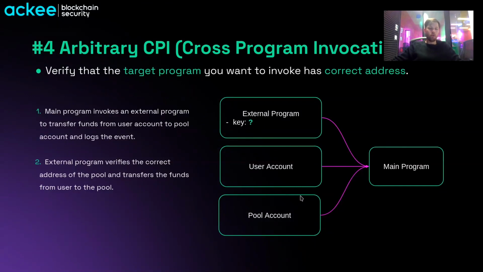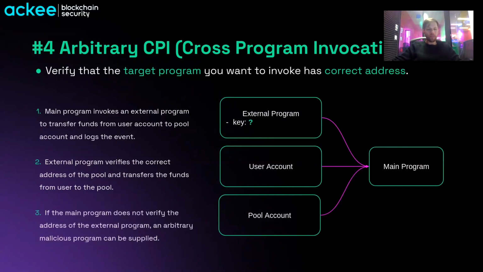So the way you could exploit it is that anyone, if you do not check the key of your external program and that it is the correct program that the main program should execute, can supply a different program that will actually take the signature from the user. Yeah, so the external program, due to privilege propagation, will be allowed to transfer the funds from the user account.